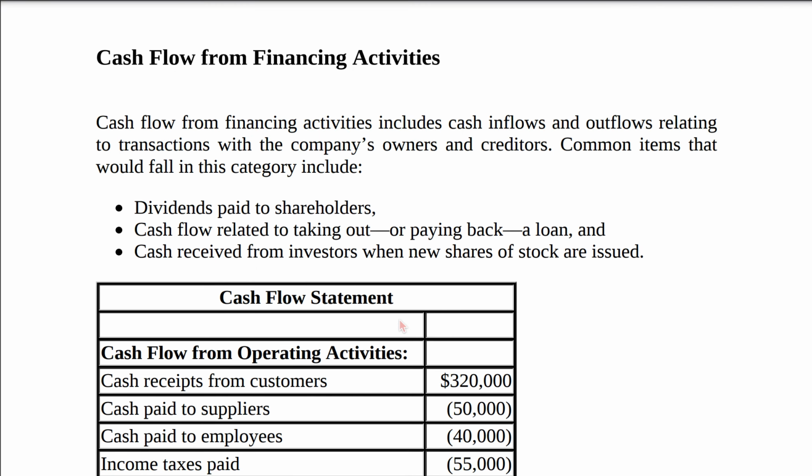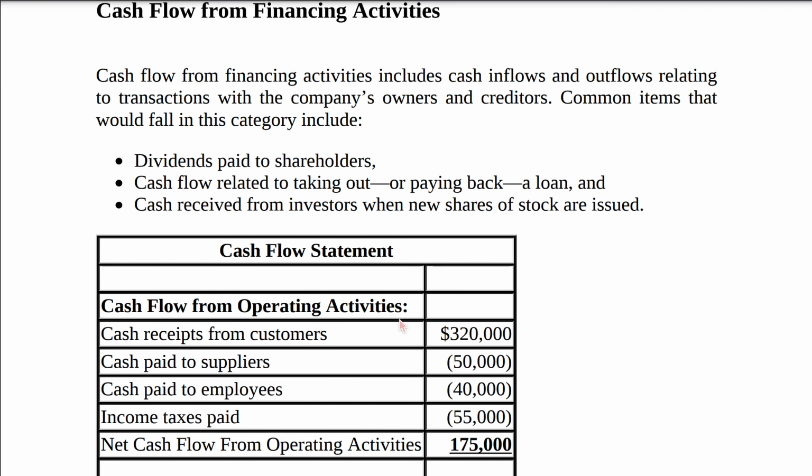Now coming to cash flow from financing activities, this one is important. Cash flow from financing activities includes cash inflows and cash outflows relating to transactions with the company's owners and creditors. Common items that would fall in this category include dividends paid to shareholders, cash flow related to taking out or paying back a loan, and cash received from investors when new shares of stock are issued.